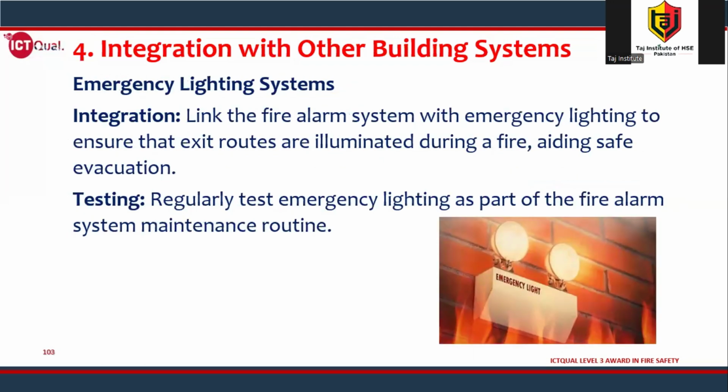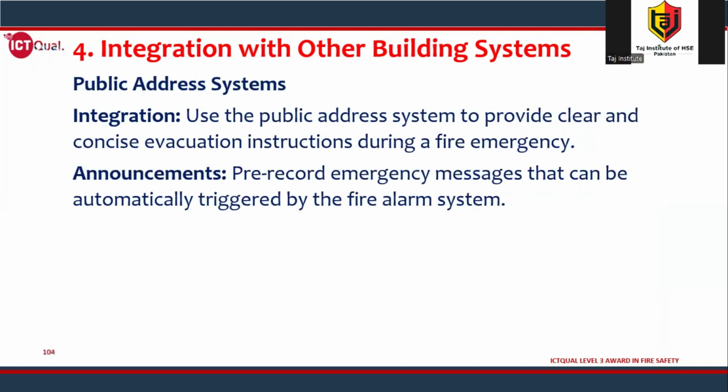Emergency lighting systems. Integration. Link the fire alarm system with the emergency lighting to ensure that exit routes are illuminated during a fire, aiding safe evacuation. So this is also a main thing that should be installed in buildings. In an emergency situation, the lights should be on to clearly see the exit. Testing. Regularly test the emergency lights.